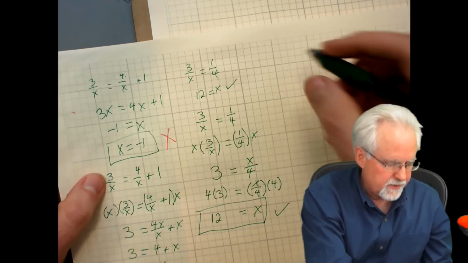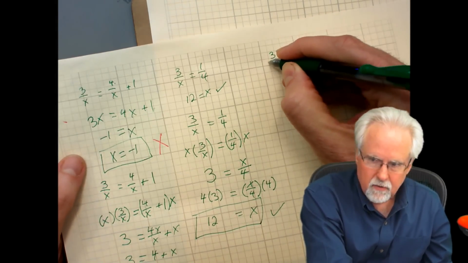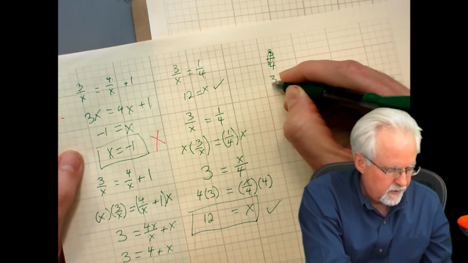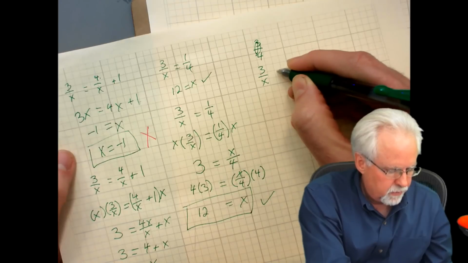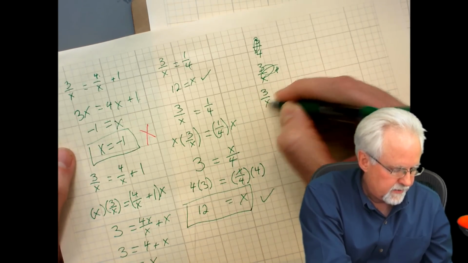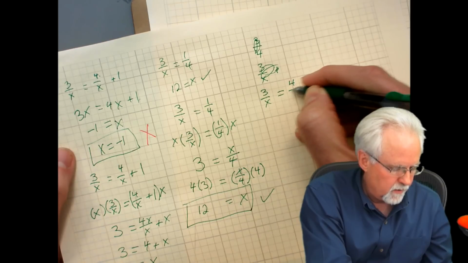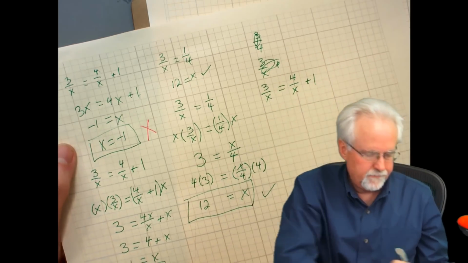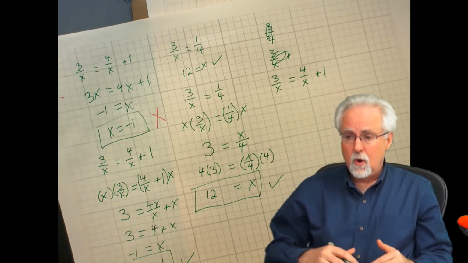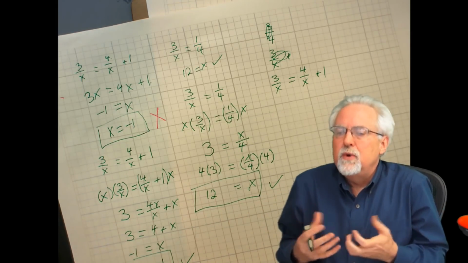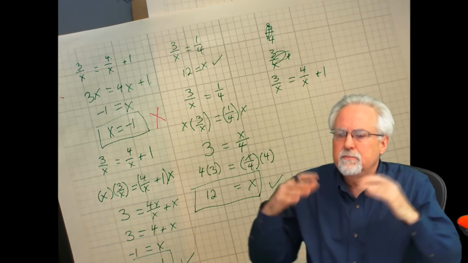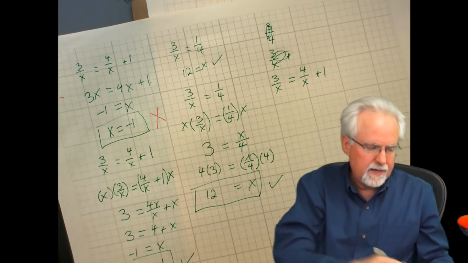Okay. And so I'm going to say that 3 over x is equal to 4 over x plus 1. Okay? Whatever you do to one side of the equation, you do to the other. What do I want? What do I wish? I wish I didn't have x in the denominator. So what can I do to both sides of the equation? Multiply both sides of the equation by x.